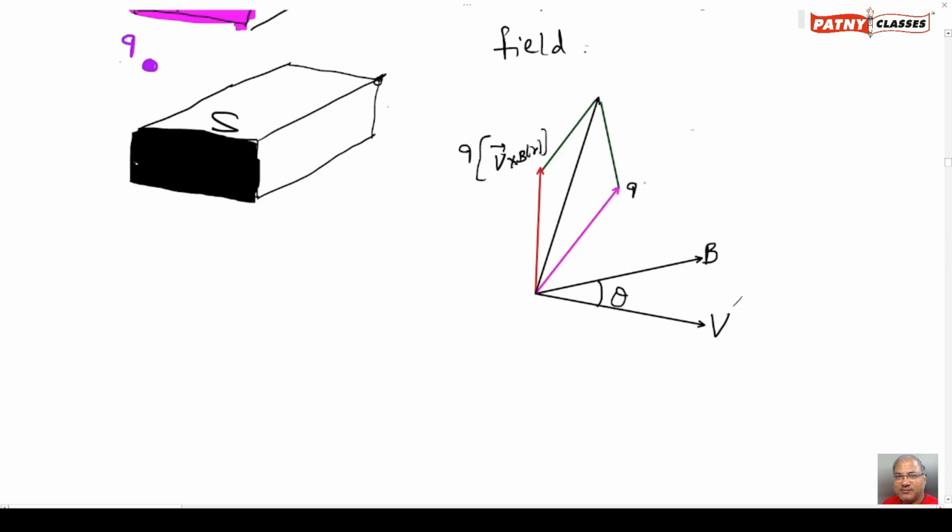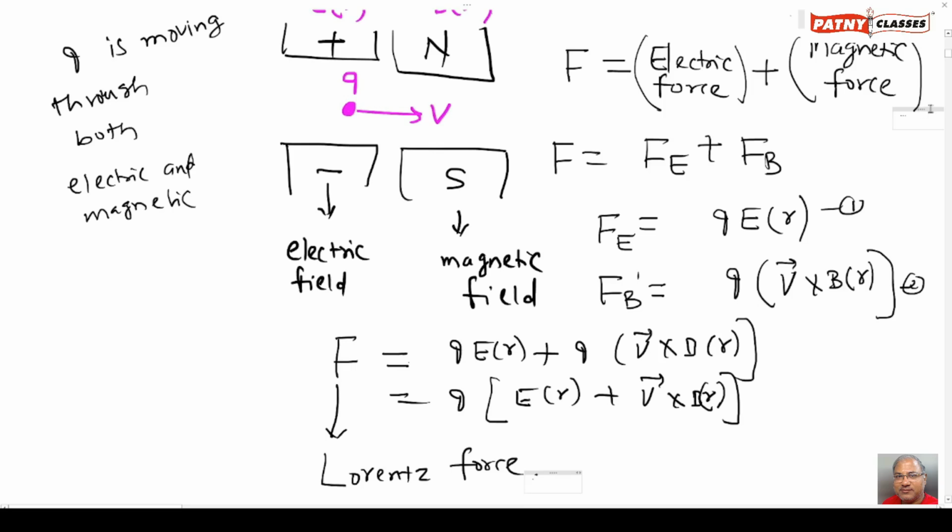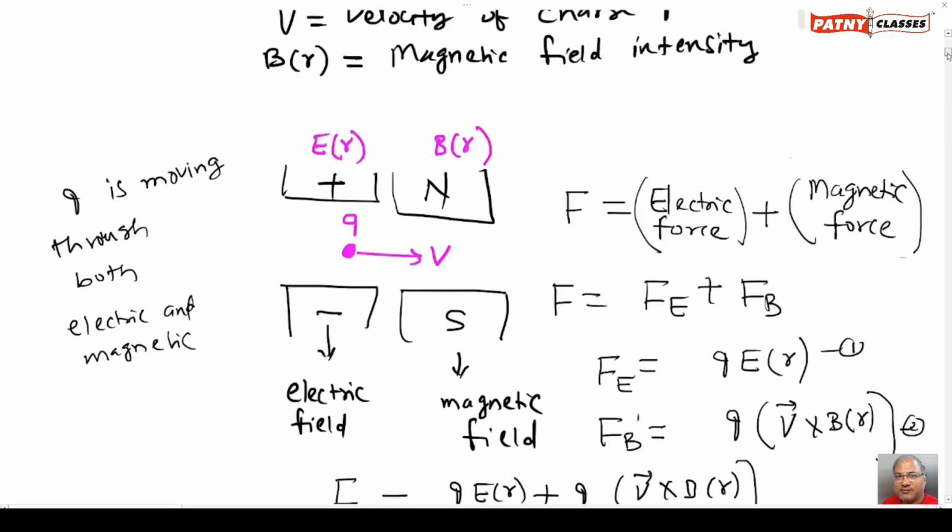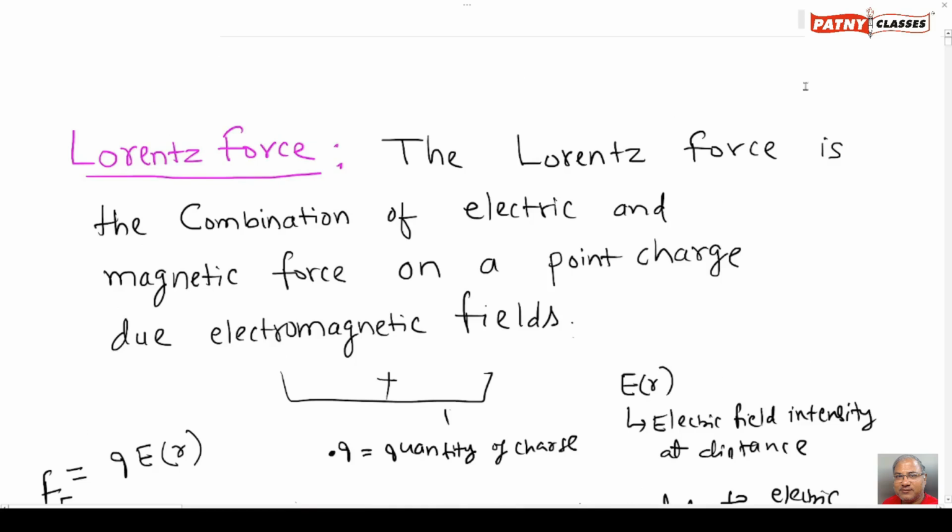And this is Q multiplied by E of R, that is nothing but the force due to electric field, that is Fe, and this is Fb. The resultant force is given by the diagonal of the parallelogram. So this is the resultant force, that is the addition of Fe plus Fb. So this is the vector diagram for the Lorentz force. Thus, the Lorentz force is a combination of electric and magnetic force on a point charge due to electromagnetic fields.